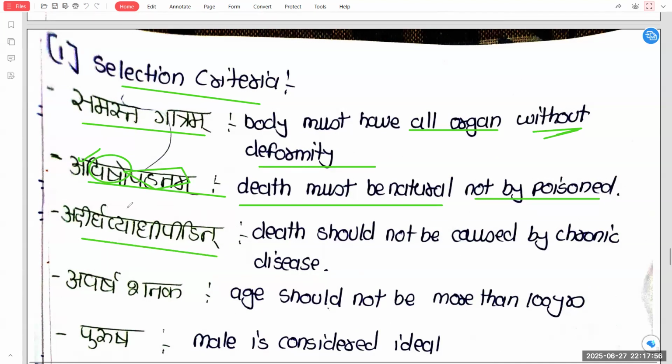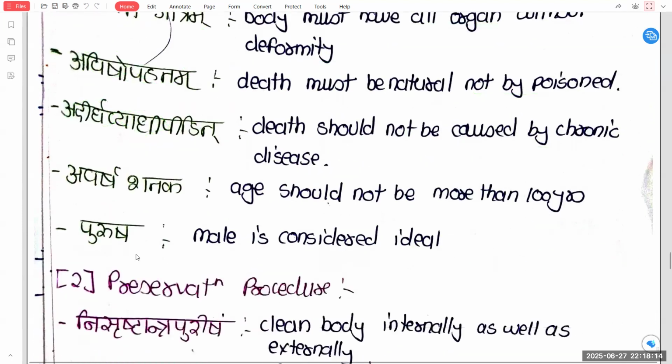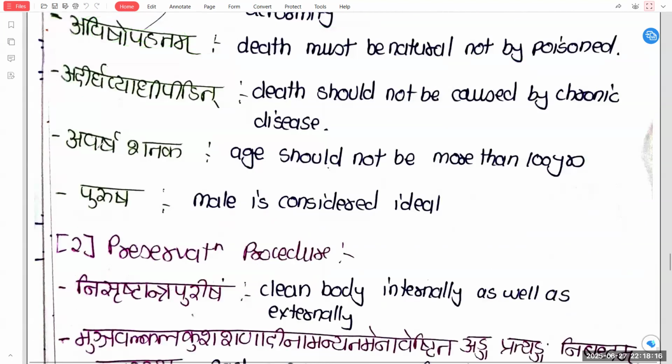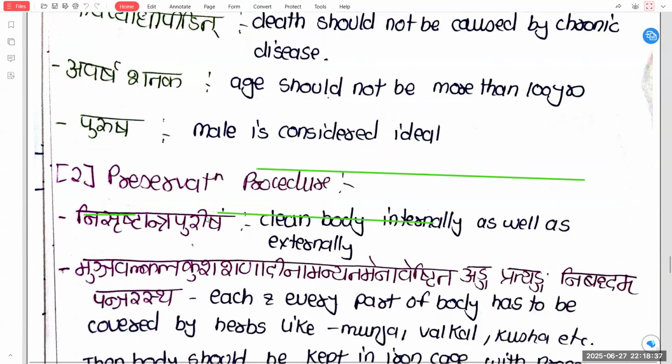Adirgha vyadhi piditam. Dirgha, we can say chronic. Vyadhi means the diseases. Piditam. Adirgha vyadhi piditam means the death should not be caused by any chronic diseases. Avarsha shatakam. Shatak means 100. Avarsha means the age. Age should not be more than 100 years. Should not have crossed a century, in layman's language. Purusha, male body is considered as ideal. Okay. The second topic, that is the second sub point, is about preservation procedure.